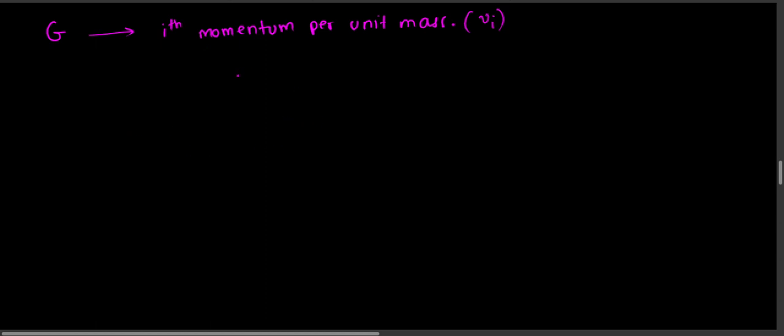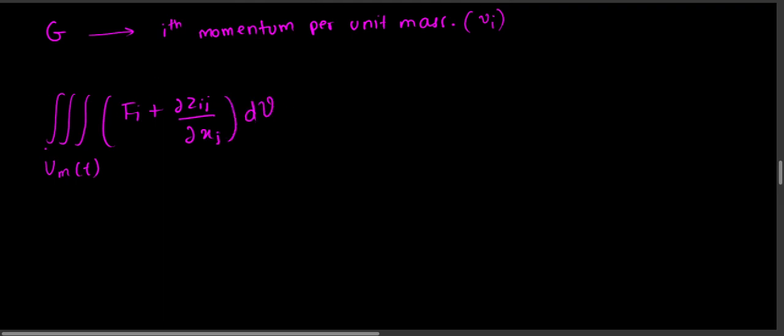All right, then what we do is we put this in the equation. So what we are going to do is triple integral of v, m, t, f_i plus ∂σ_ij by ∂x_j dV. So here, what I've done previously is this is nothing but triple integral d by dt of rho and this property, and since you know that this is the ith momentum per unit mass, if I multiply that by density it becomes ith momentum per unit volume, right?